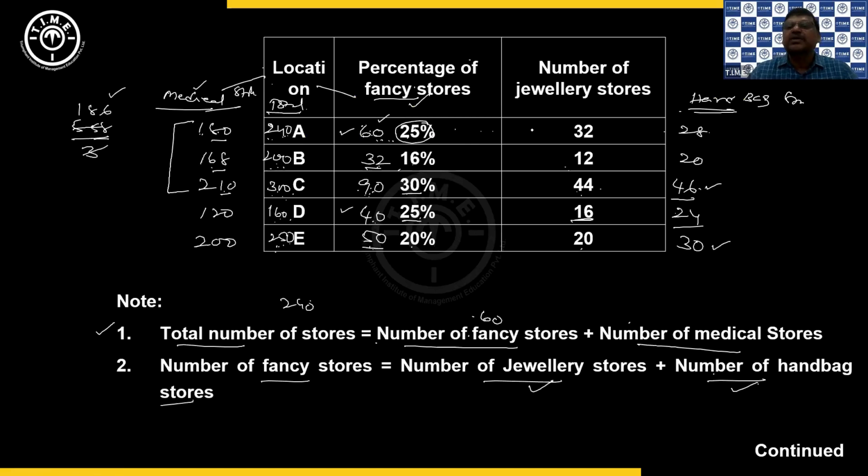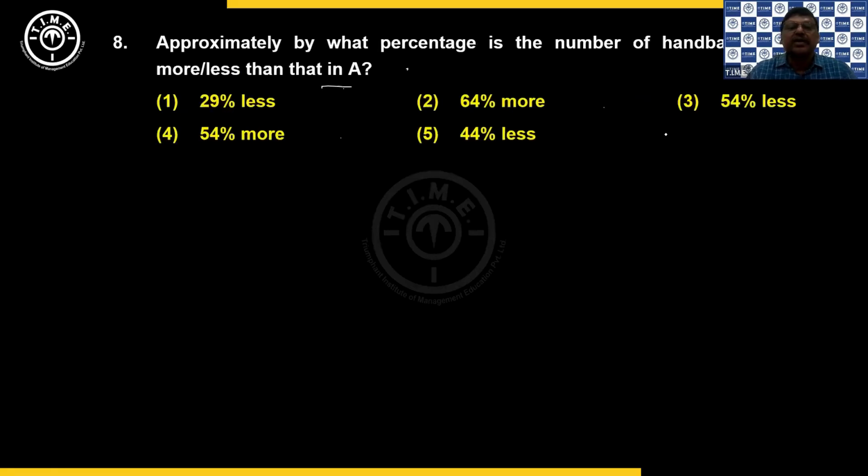Students, handbag stores in B is how much? 20. A is how much? 28. See, A is 28, B is 20. He is asking B is how much less than A, which means B is less than A by how much? 8. Now 8 by 20 or 8 by 28 is the confusion.